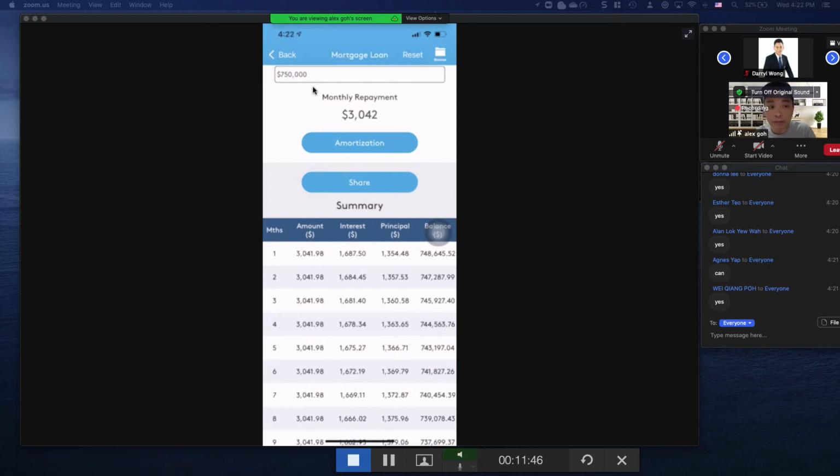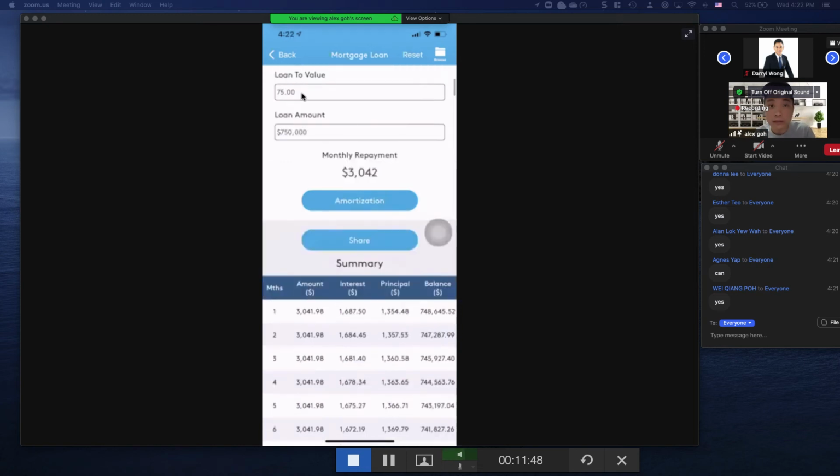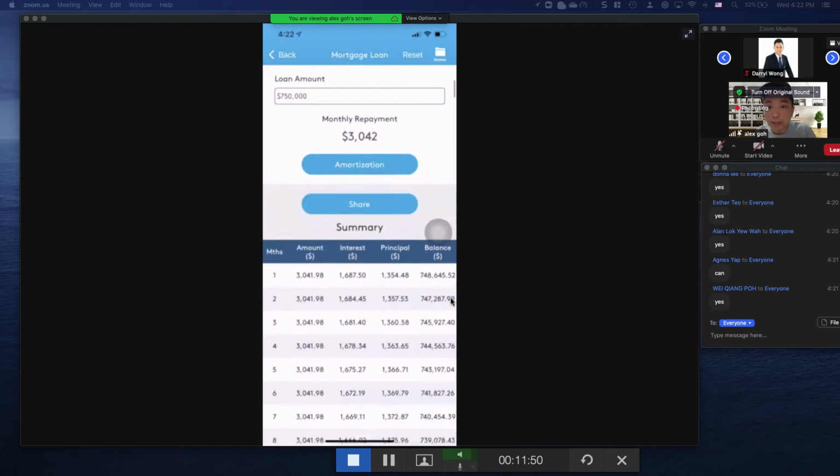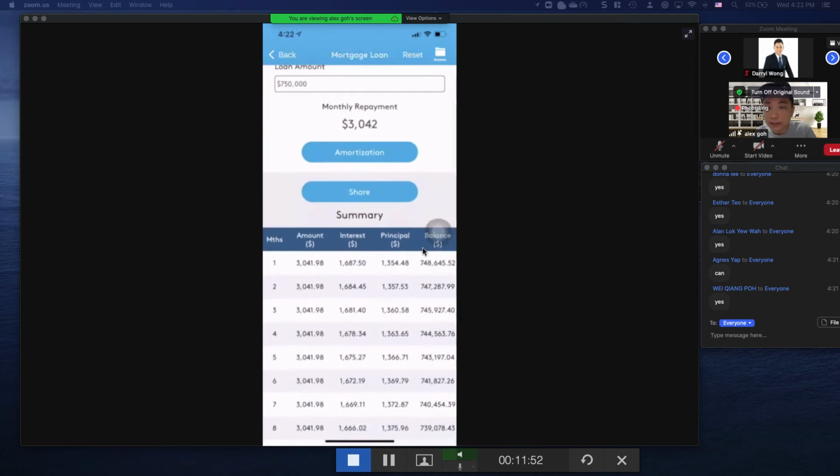Your loan is 750,000. You all saw 750. First month balance left how much? 748,645. By right, if this 3,000 is paid to your house, your balance first month should be 746 something. You all catch me until now? So your first month balance is 750 minus this principal only. Okay, so this is the mortgage loan for a resale.